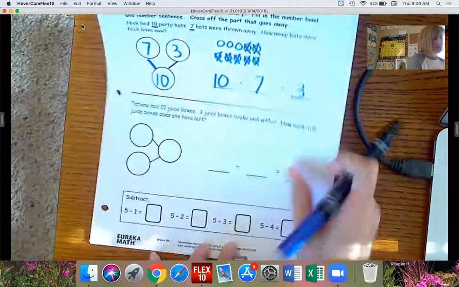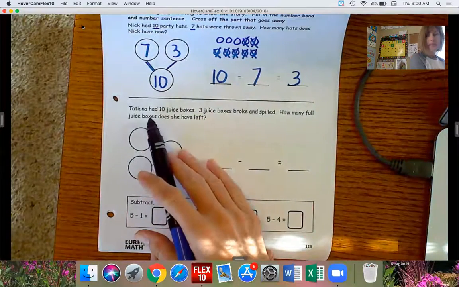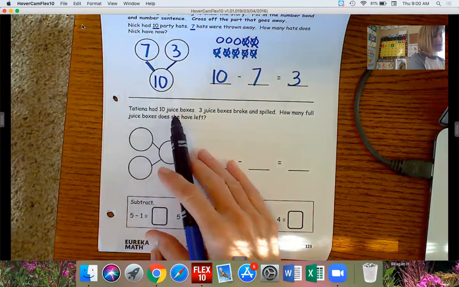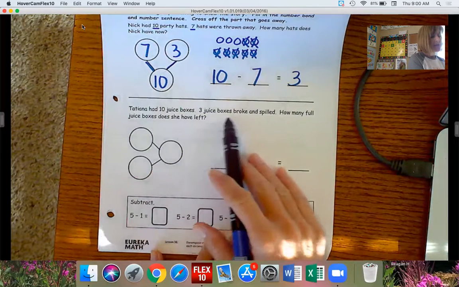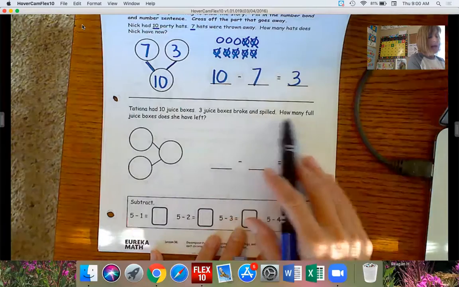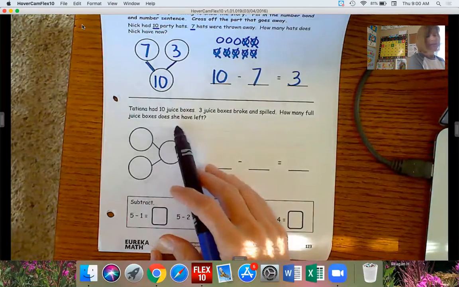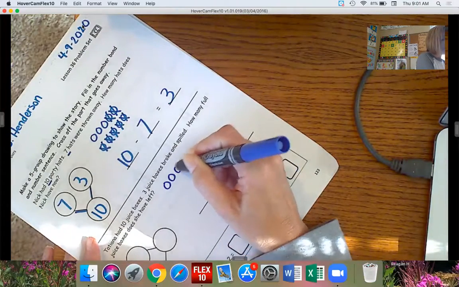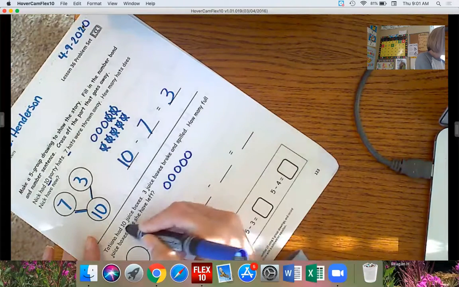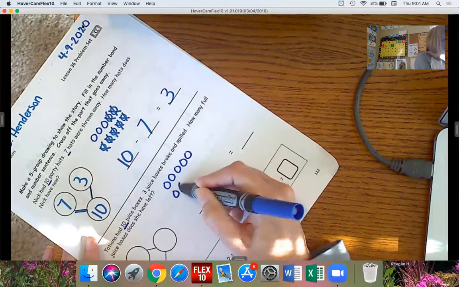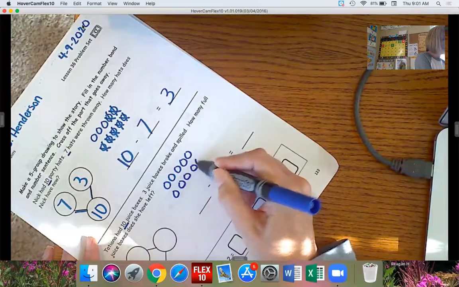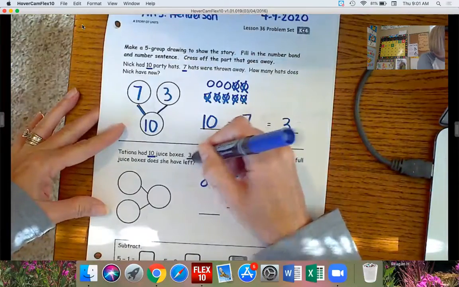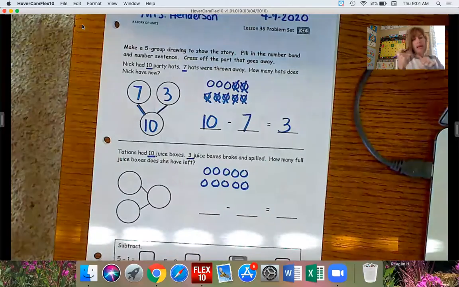Okay? All right, I'm going to read this next one for you. Tatiana, that's a fancy name, had 10 juice boxes. 3 juice boxes broke and spilled. How many full juice boxes does she have left? Well, I'm going to make the juice boxes here. We'll do our 5 groups. Count with me. 1, 2, 3, 4, 5, and I need 10. So 6, 7, 8, 9, 10. 3 juice boxes broke, or they left.